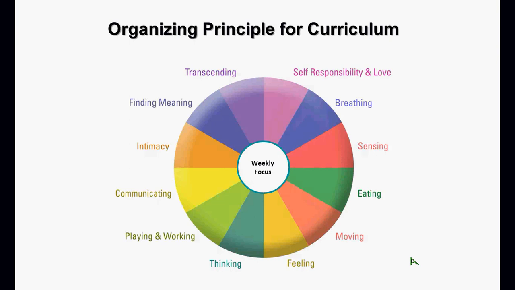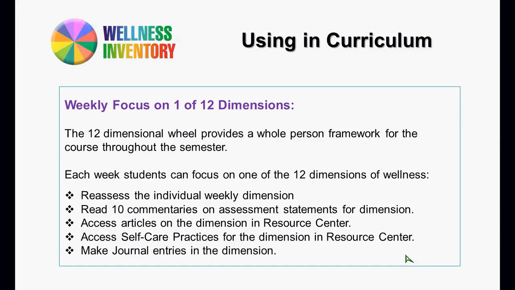And again, I just touched on this. The Wellness Inventory is an organizing principle for curriculum where, with a weekly focus, you're able to focus on a specific dimension, like self-responsibility and love in week 1, breathing in week 2, sensing in week 3, and there's a number of things that you can do. So with this weekly focus and the framework that the wheel provides, each week, let's say it's self-responsibility and love, the students can all go in and reassess self-responsibility and love in the assessment icon.